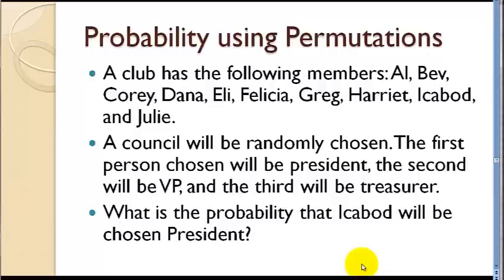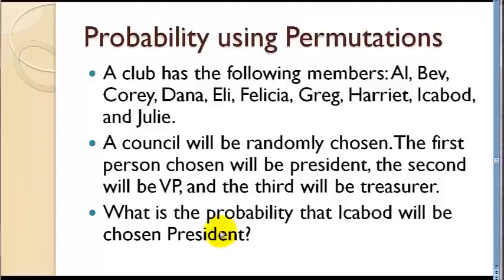So in the example, we've got a club that has the set of members that I listed here. And in our first example, we're going to be picking a council. In this case, the first person chosen will be the president, second the VP, and third the treasurer. So since we have positions assigned, this is going to be a permutations problem. And we want to know the probability that this one person will be chosen as president.